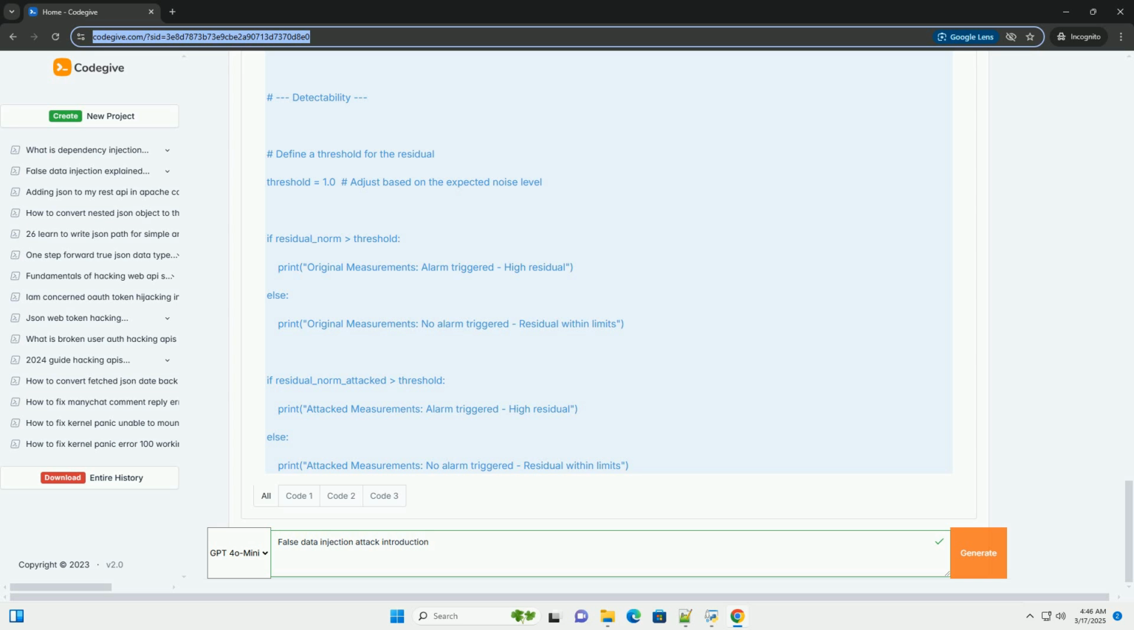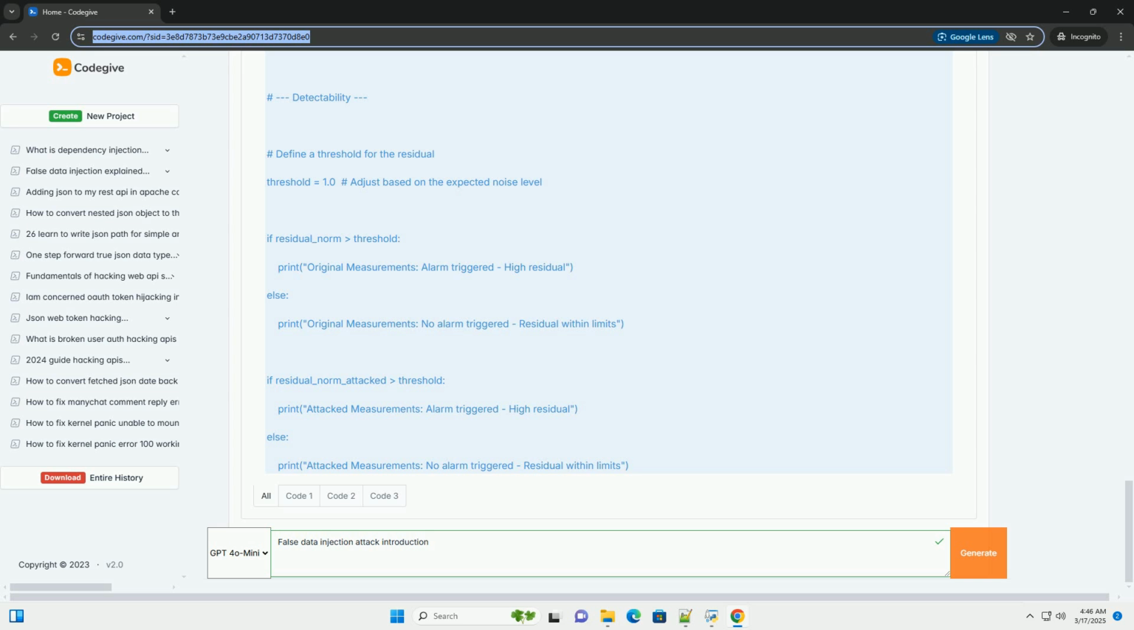H is the measurement matrix, relating the state variables to the measurements. This matrix reflects the system's topology and sensor placement. x is the vector of state variables to be estimated. e is the measurement noise, assumed to be random. State estimation: the state estimator calculates an estimate of the state variables, x_hat, based on the measurements, z. A common method is weighted least squares estimation.